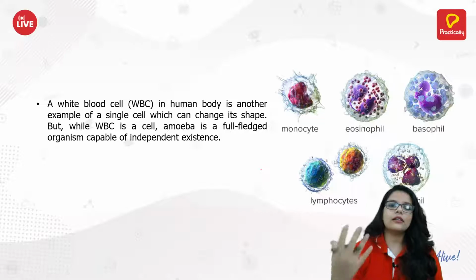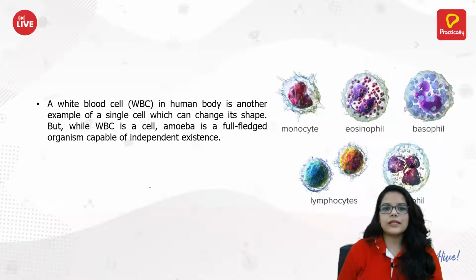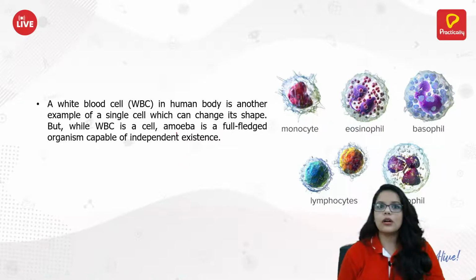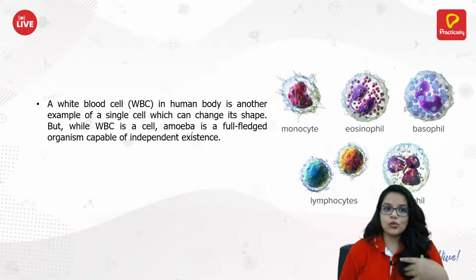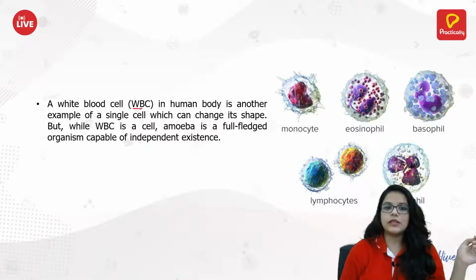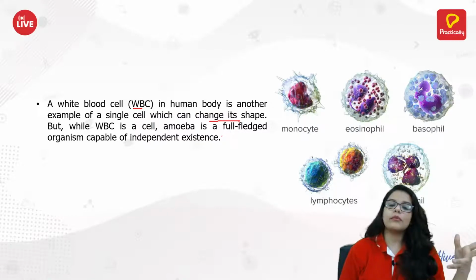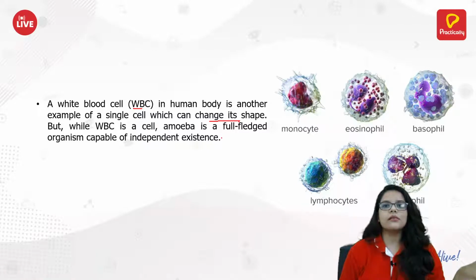Then we have white blood cells or something like that. They can also change their shape. That was microorganisms, a lower one. We as human beings also have WBCs which can actually change their shape. Amoeba is a full-fledged organism, but for us WBCs are just a part of us, but they can also keep changing their shape.